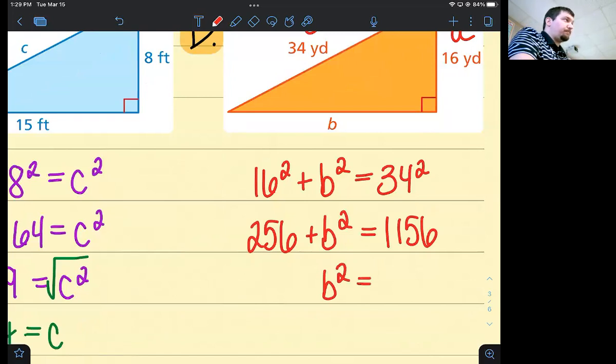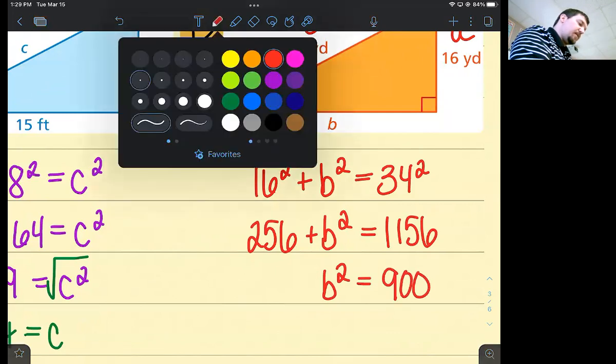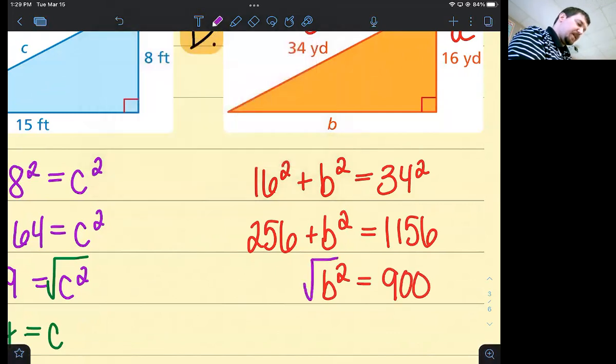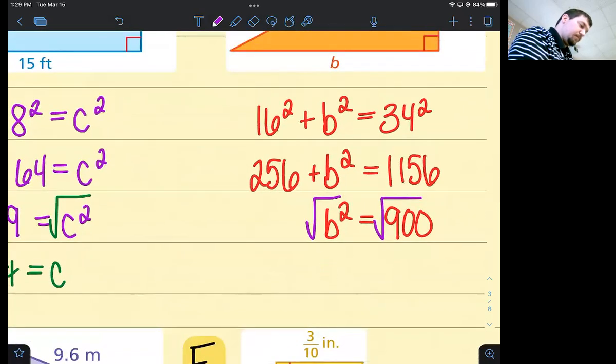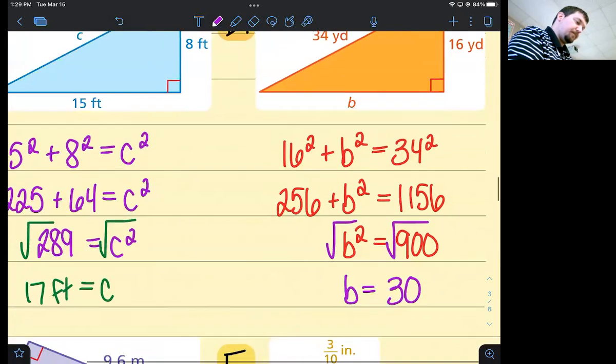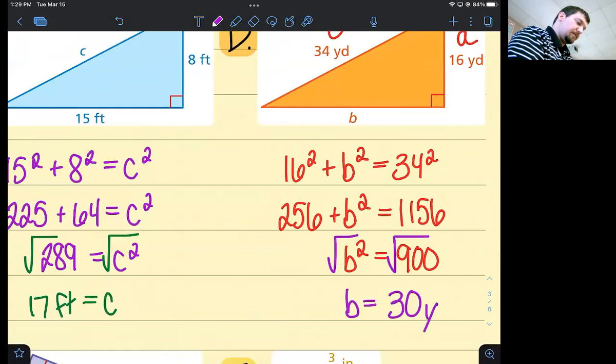Okay, what'd you get? And the square root of 900 is 30. That's right. So this is another Pythagorean triple. What's my label, Maddox? 30 what? 30 yards. Yeah. This is another Pythagorean triple, the 16, 30, 34.